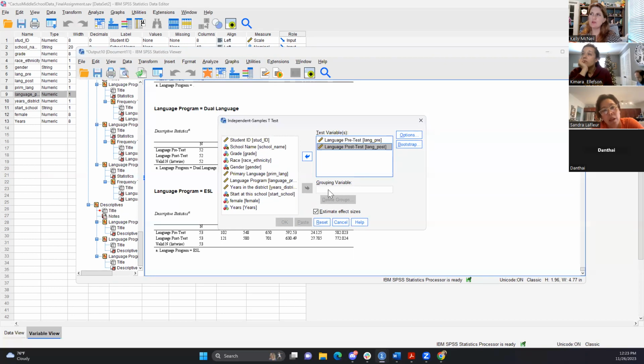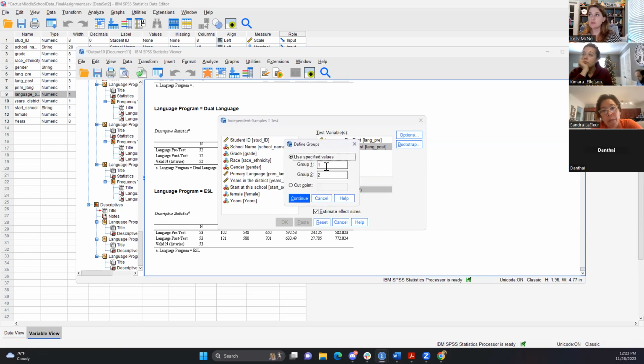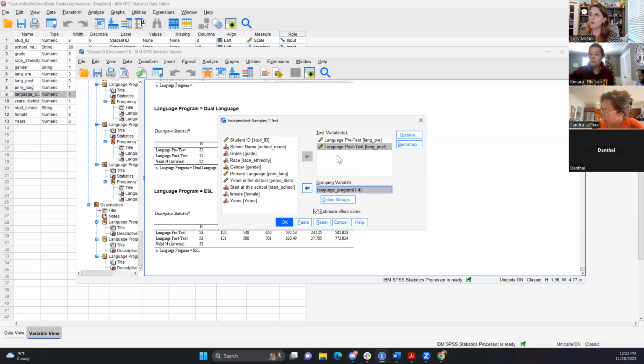Well, isn't that the grouping variable? That's not the test variable. Okay, so the grouping variable would be the program. Yep, and then we have to define the groups. So group 1 is 1 and group 2 is 4. Remember that they said DL was 1 and ESL was 4.